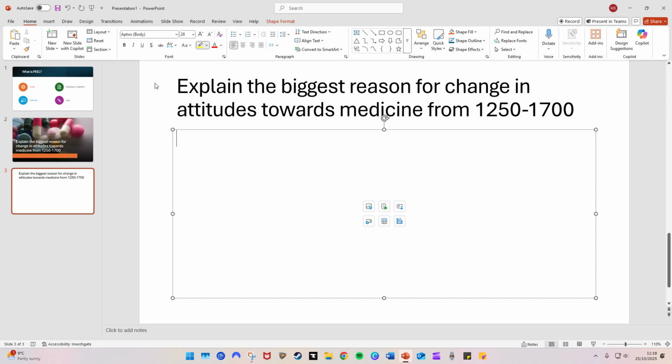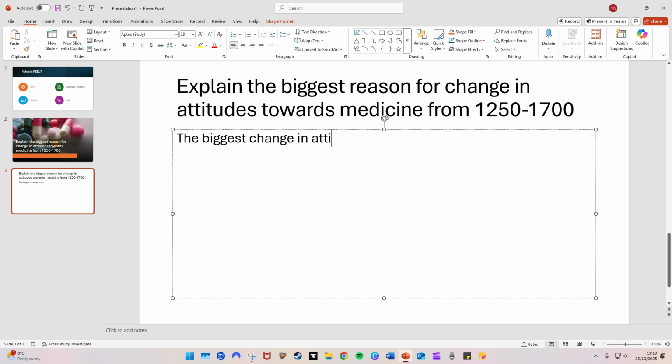So my point then, I'm going to highlight in yellow. What I want to do here is say what I think was the biggest reason for change in attitudes towards medicine. So I need to pick a time period from the era given. It's given me from the Middle Ages to the end of the Renaissance period. So explain the biggest reason for change in attitudes. So my point might be the biggest change in attitudes.